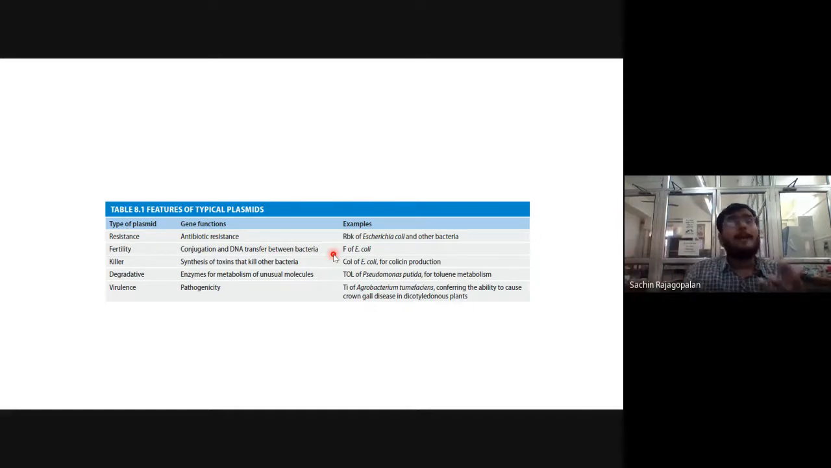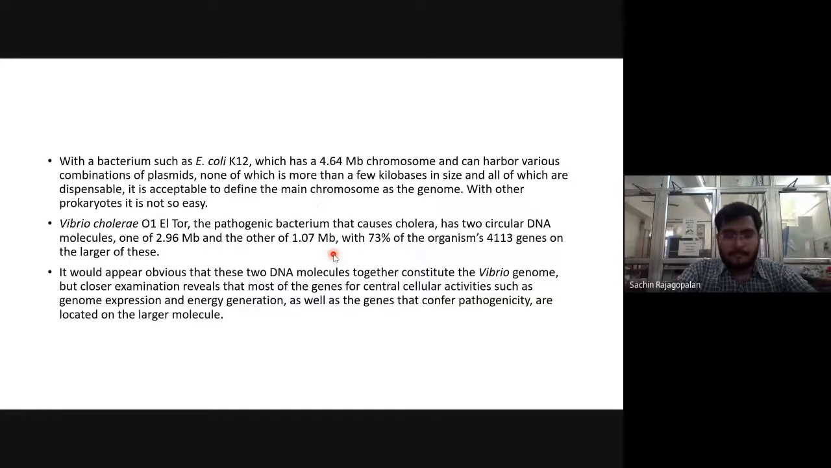Xenobiotics are those compounds which are difficult to degrade, and in the bacteria which have the ability to degrade them, the ability is plasmid encoded. Virulence factors: several virulence factors could be plasmid encoded. Agrobacterium tumefaciens, Ti plasmid. The virulence factors are encoded in the plasmid. So if you get the plasmid out, the pathogenicity is lost.